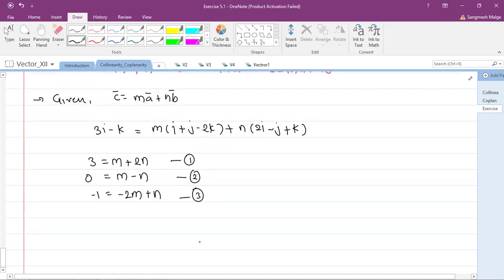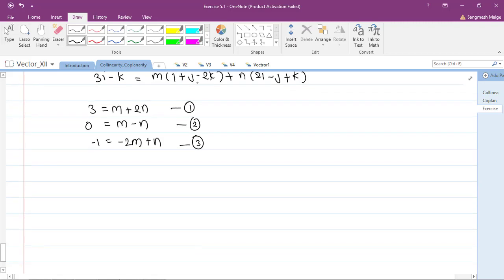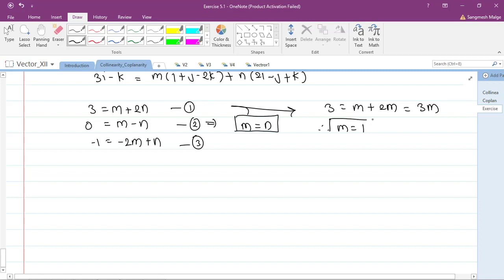So from the second equation, what you can observe is that the values of m and n are the same. From the second equation, you have m equals n. Now substitute m equals n in any one of the equations. So let's substitute in the first equation. What will we get? 3 equals m plus 2m, which is 3m. So m is equal to 3 by 3, which is equal to 1. So m is 1, therefore n is also equal to 1. So for m equals n equals 1, C bar is equal to M A bar plus N B bar is true. Okay, I hope your answer is correct here.